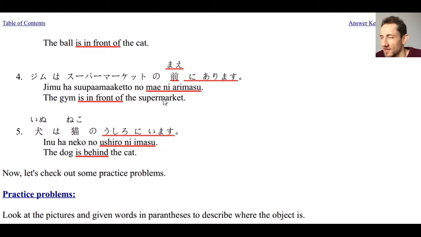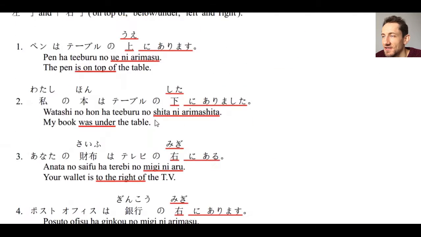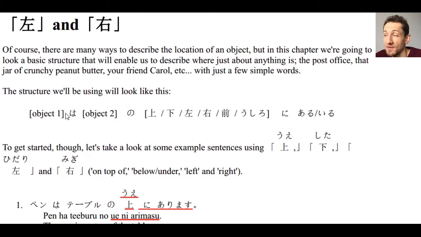Number 4, ジムはスーパーマーケットの前にあります。So the gym is in front of the スーパーマーケット, the supermarket. One of my favorite katakana words. And number 5, 犬は猫の後ろにいます。So the dog is behind the cat. So 犬, of course, is a living thing, so we use いる to describe its location. So that's it. So basically our sentence structure is just, you have two objects, or the subject can sometimes be omitted, and then we have to connect the object's location with の, right?